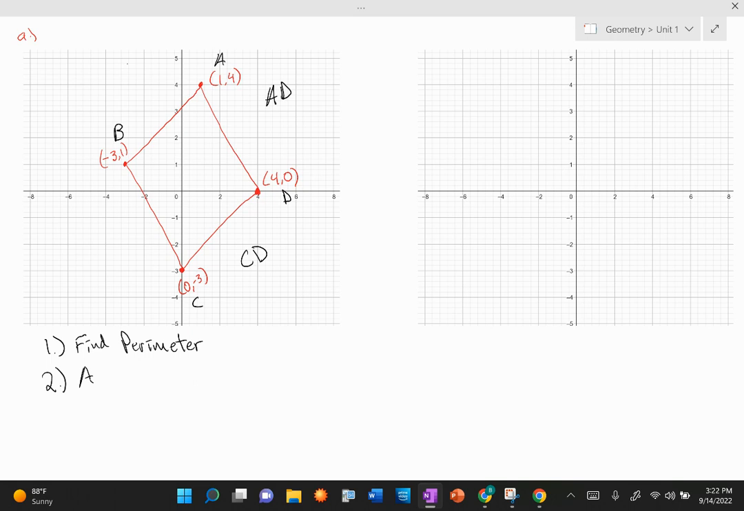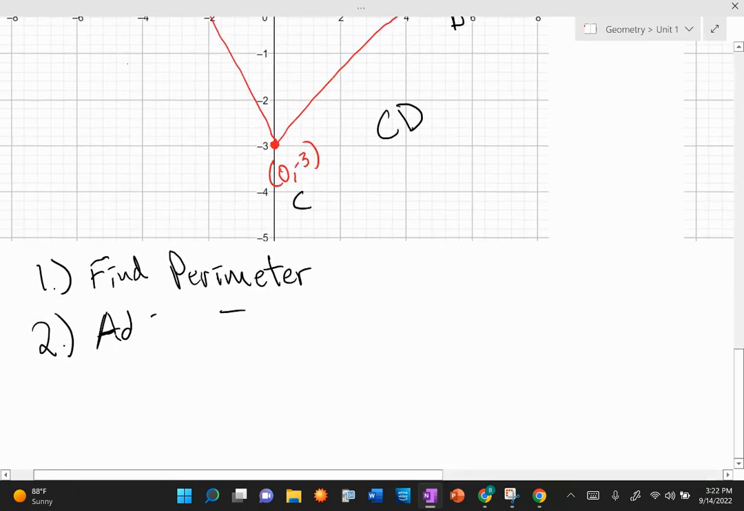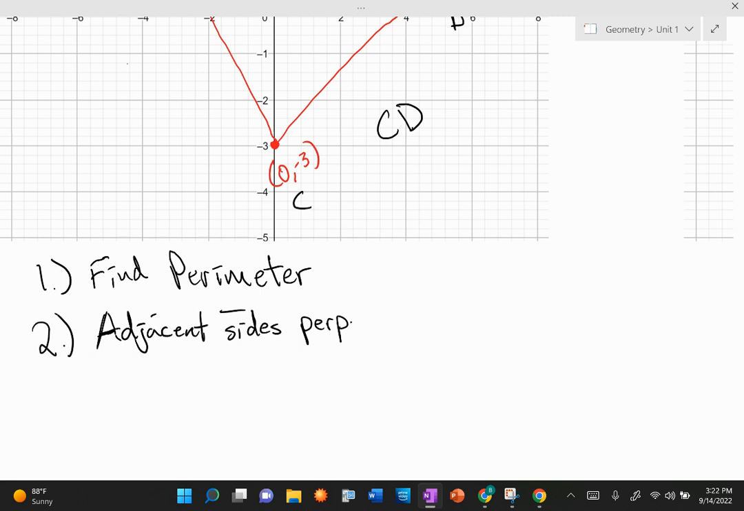Okay. No, I feel like I'm not. Adjacent. Wait, no. Well, I gotta figure out if it's a right angle. Adjacent sides perpendicular. Okay, last one. I'll save the last one and we'll do it together.